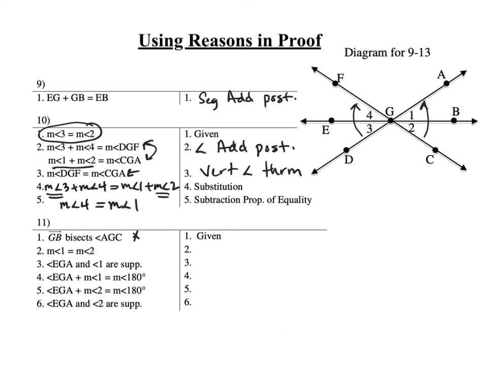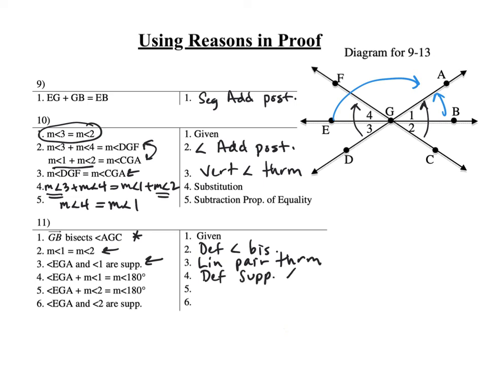On number 11, we have a bisector, and we're concluding that angles are equal. That's the definition of angle bisector. EGA and angle 1 are supplementary. EGA, that's this one, and angle 1, that one, are supplementary. Though they make a straight line, that's the linear pair theorem. So if they're supplementary, then I know they add to 180. That's the definition of supplementary angles. That's what it says. It concludes that if the angles are supplementary, then they add to 180.